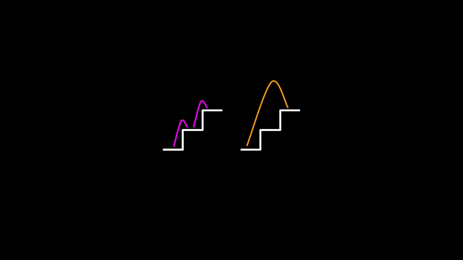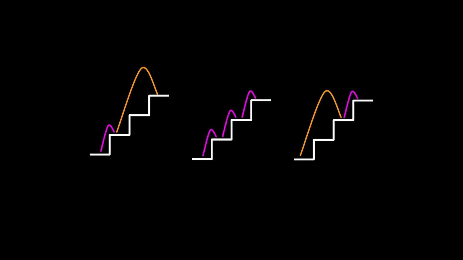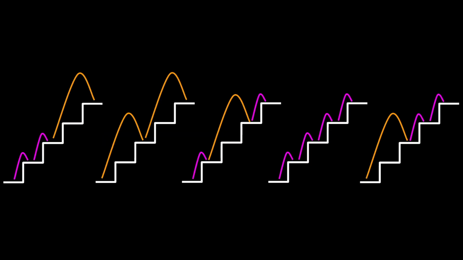So if we have one stair, we can go up by 1, so we only have one way to reach the top. If we have 2 stairs, we can go up by 1 twice, or we can go up by 2 once. So we have 2 distinct ways to reach the top. If we have 3 stairs, we have 3 different ways, and if we have 4 stairs, we have 5 distinct ways to reach the top.